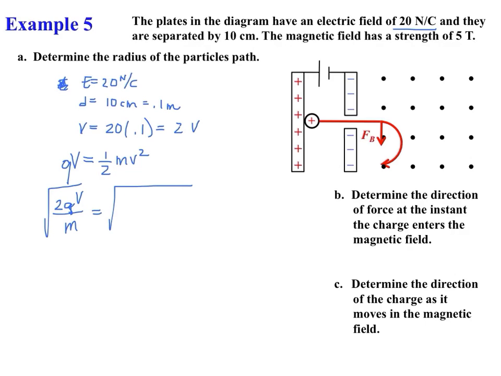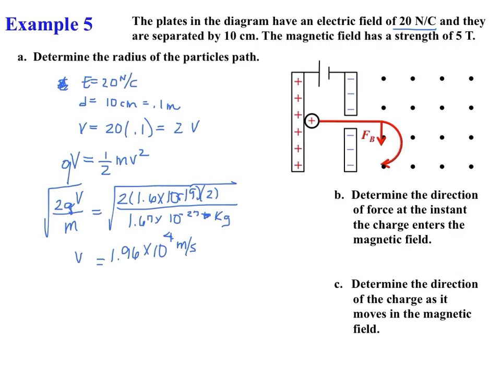Again, you should remember all of this. The charge is a proton, so I know it's going to be 1.6 times 10 to the negative 19. The potential we just solved for was 2. And then our mass is going to be 1.67 times 10 to the negative 27. Once you put all of that information in, you should get a final speed of 1.96 times 10 to the 4th meters per second.